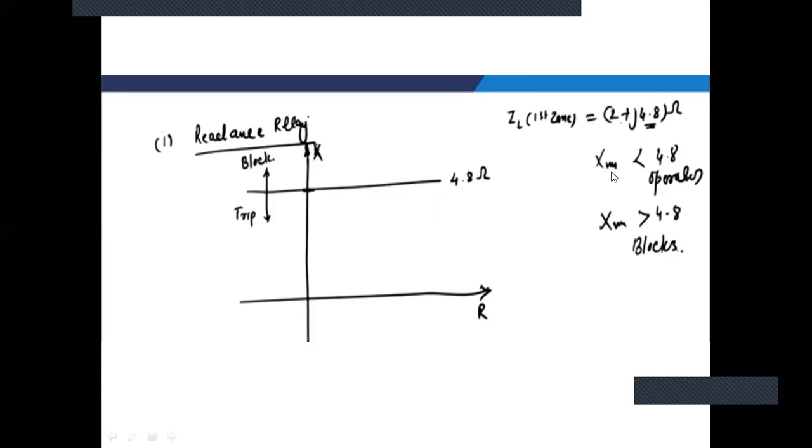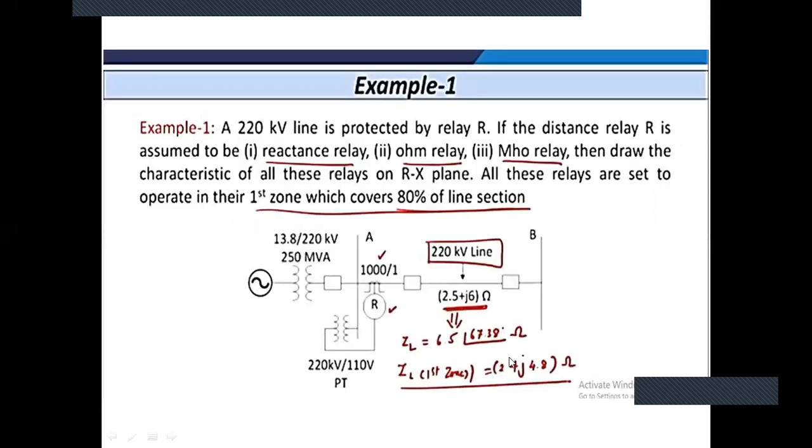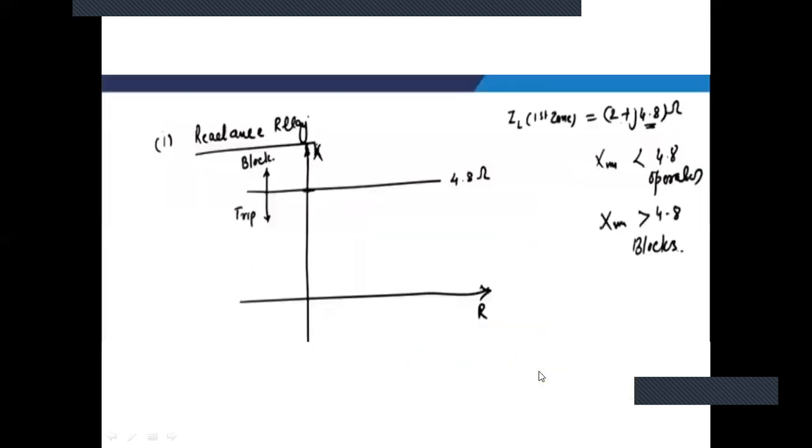So if I take the reactance relay, then as I have told you earlier, the reactance relay has the property to measure the reactance of the line. So the reactance of the line is 4.8 ohm. Okay, 2 is the resistance and the reactance value is 4.8.